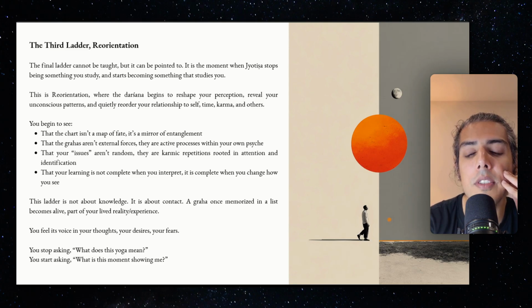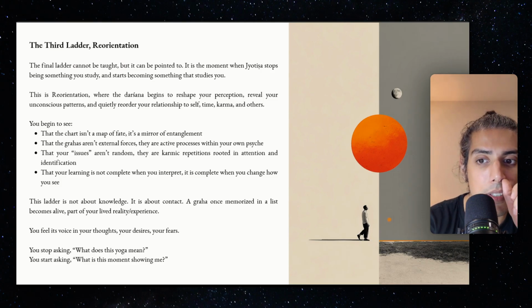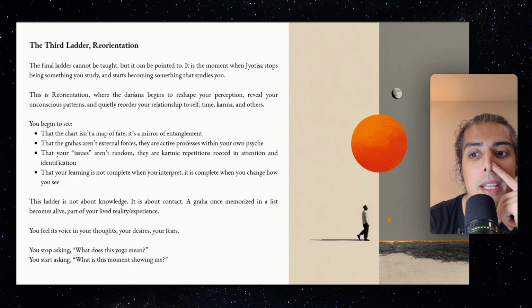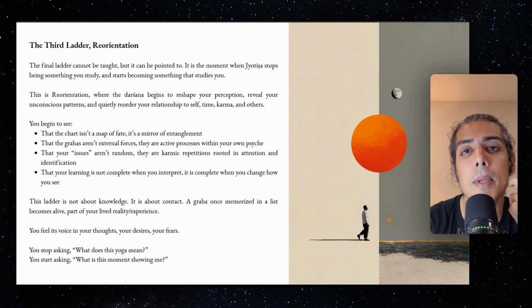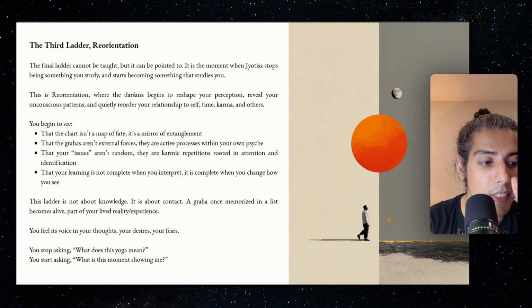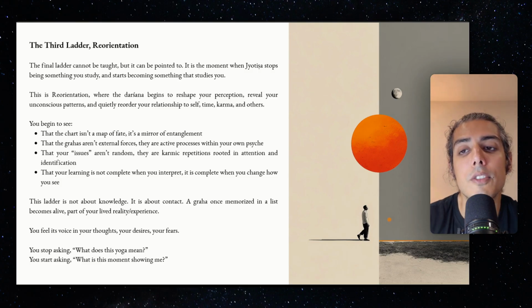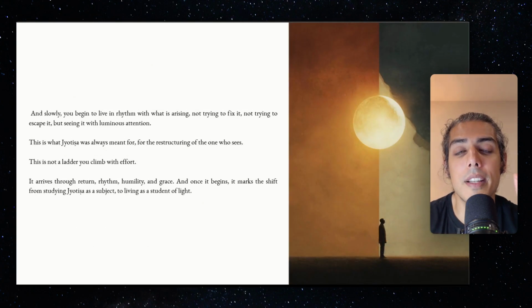So you feel its voice in your thoughts, your desires, your fears. You start seeing it as a circuit, a sort of map, literally how you are wired in some sense. So you stop asking, what does this yoga mean? You start asking, what is this moment showing me about myself? And what are the means to change this, accept this, grieve this, or different kinds of things? So it's a very important ladder, actually.